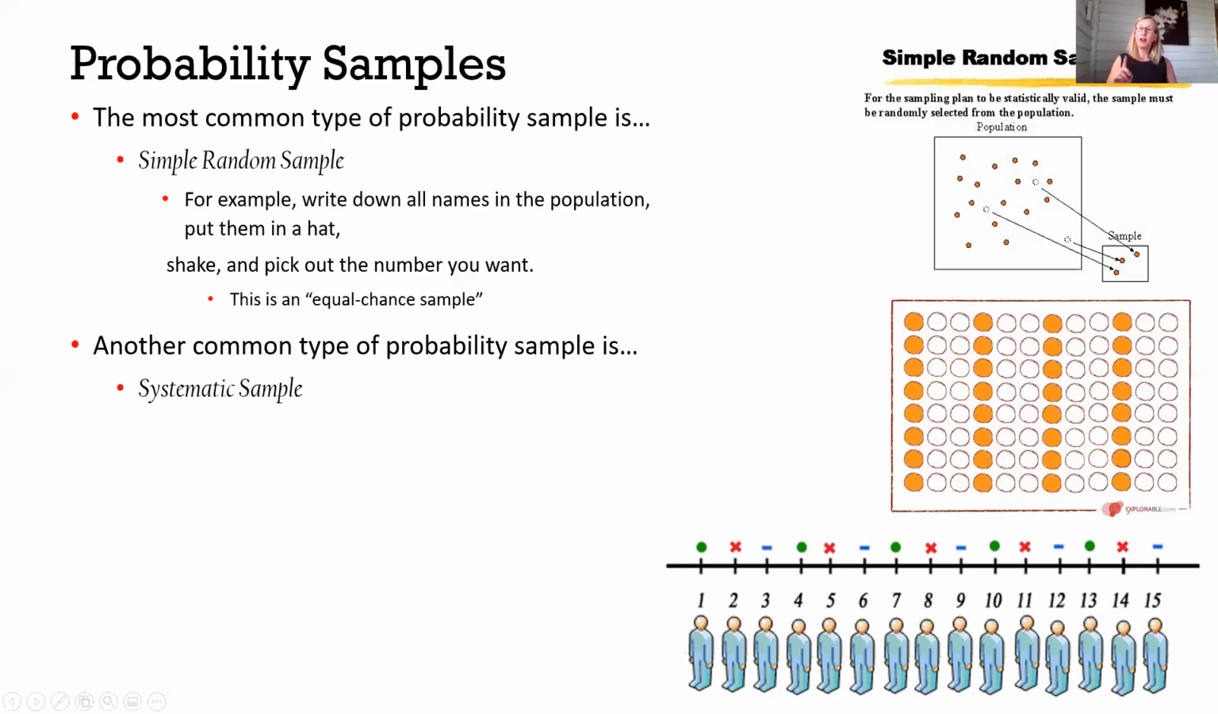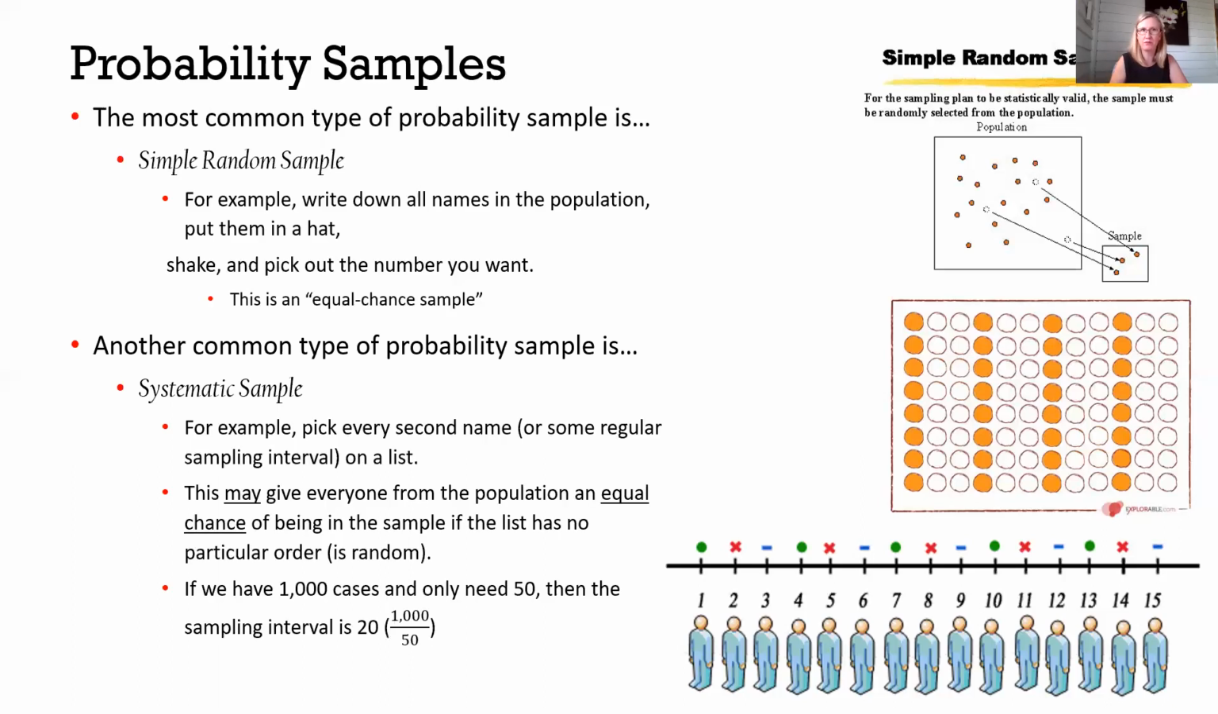Another common probability sampling method is the systematic sample. So it's still selecting at random, but in a systematic fashion. All right, so every person on a list might have an equal chance of being included in the sample, and we might select every third person.